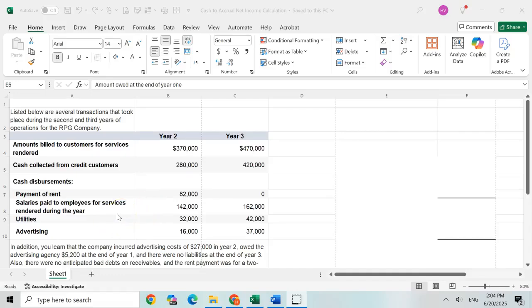Hello and welcome. In this lesson, we will be looking at a problem from the homework where we are given specific transactions that occurred over the year, and we will convert that into an accrual-based net income versus a cash-based net income number. When preparing financial statements, a company can use the cash basis or the accrual basis method.